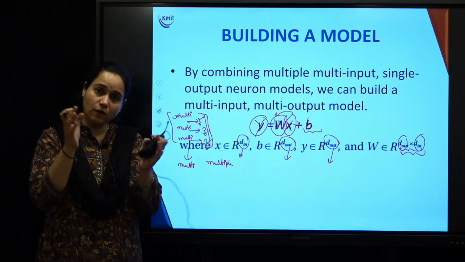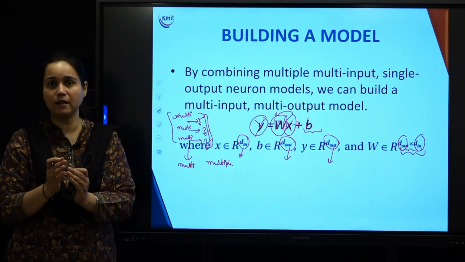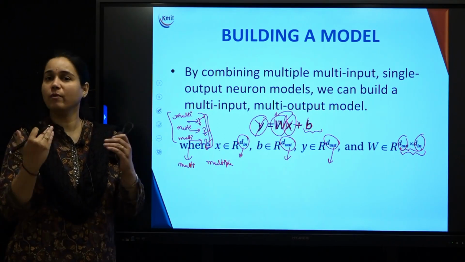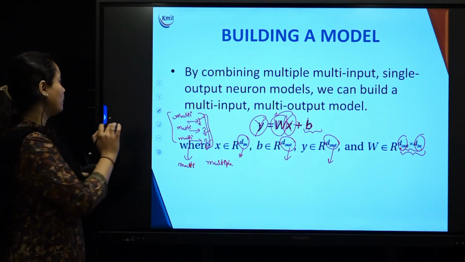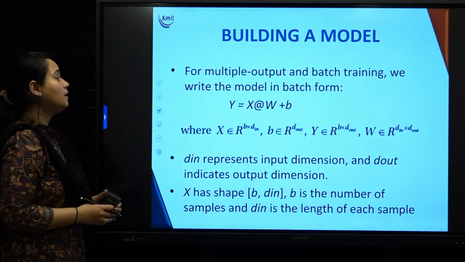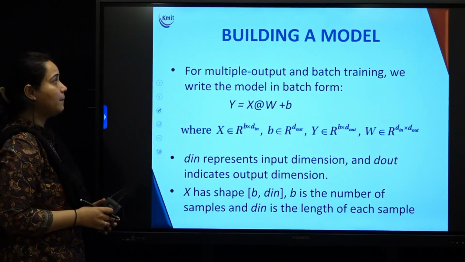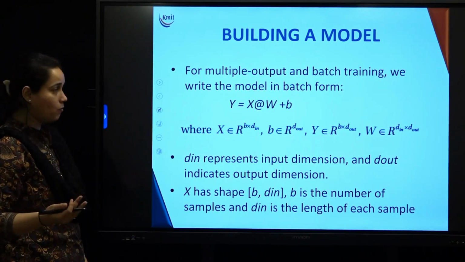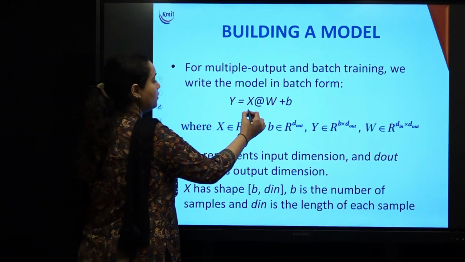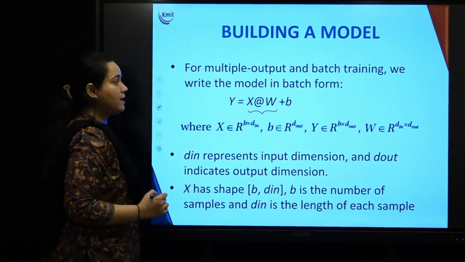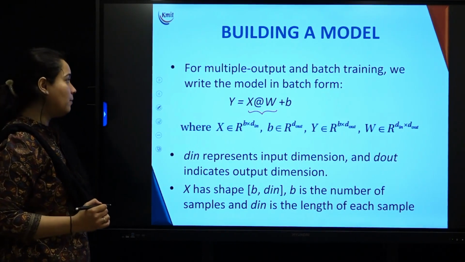Then what happens when you club all multiple inputs and single outputs to build a multi-input, multi-output model. Now, we also write a multiple output and batch training model in this particular format: y is equal to x at w plus b.